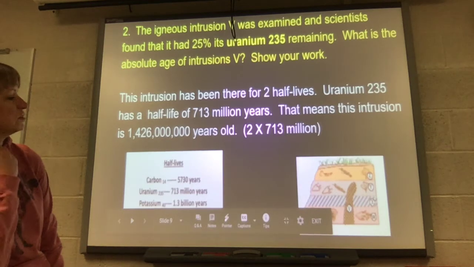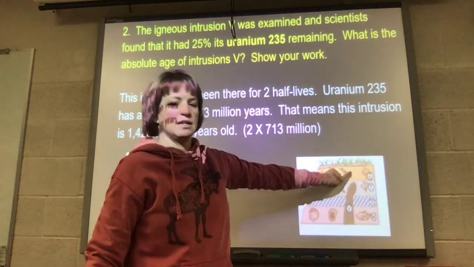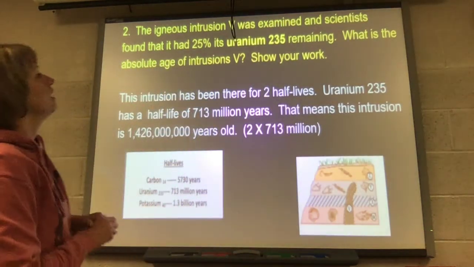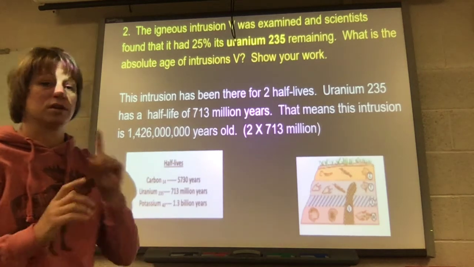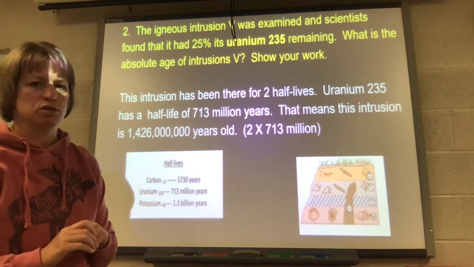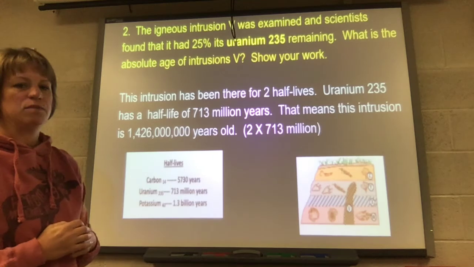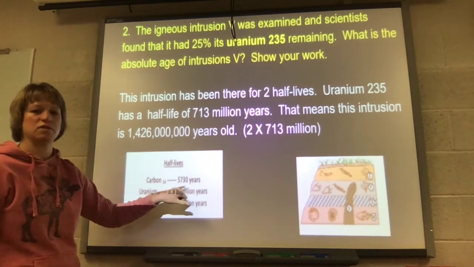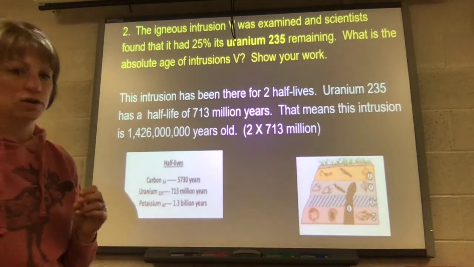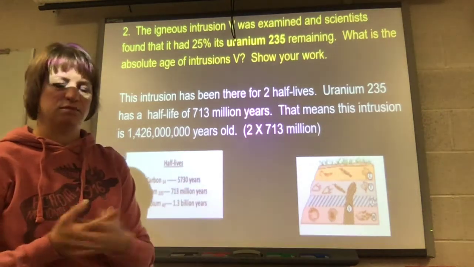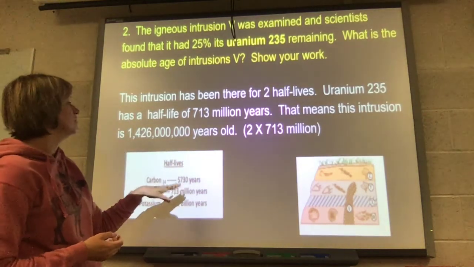Now here it gets a little trickier. The igneous intrusion V, if you look at this, is an igneous intrusion where magma snuck up in. It was examined, and scientists found that it had 25% of its uranium-235 remaining. What's the absolute age of the intrusion? Well, you have to be careful here. You can't multiply by 5,730. Check this out. Uranium's half-life is much, much longer. For half of the uranium-235 to convert to the stable form, it takes 713 million years.